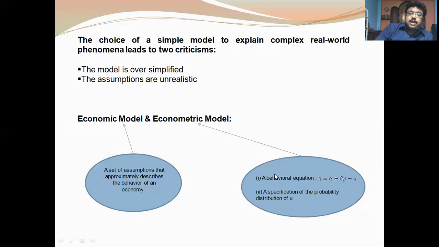And there is another point, a specification of the probability distribution of U. The expectation of U conditional on the price of apples should be 0. The mean of U should be 0. And the variance of U should also be constant. So this is the econometric model.